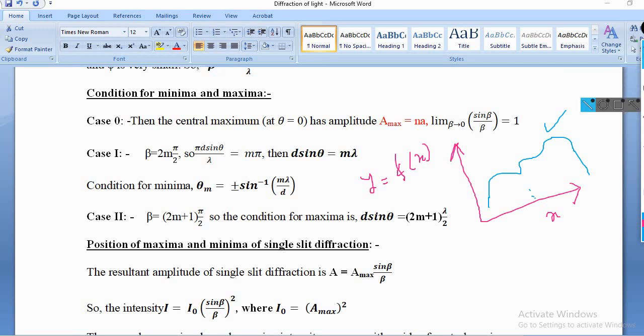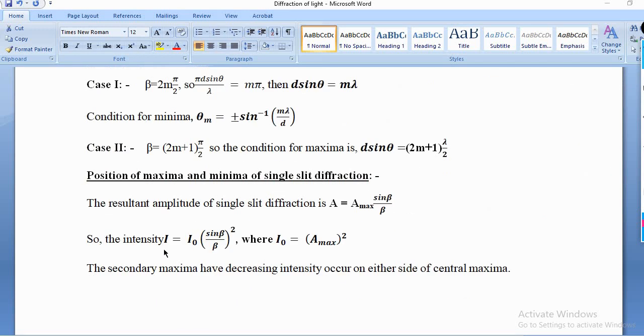What we are going to do? We are going to consider a function I is equal to I0 (sine beta divided by beta) whole square. I0 is obviously constant, since the number of secondary light sources and the amplitude of the secondary light source are fixed. So one can think of I, the intensity of the light on the screen, as a function of beta. It's something like f as a function of x.